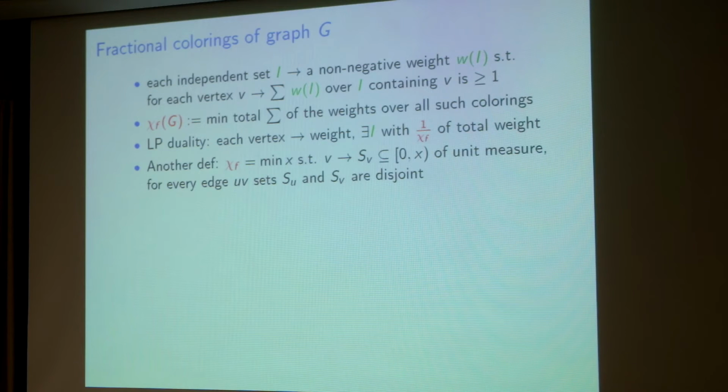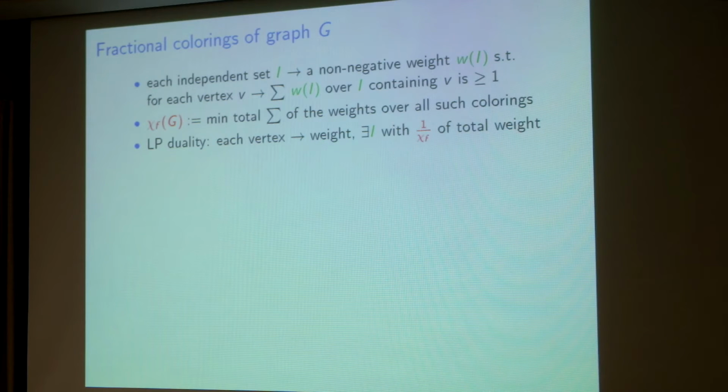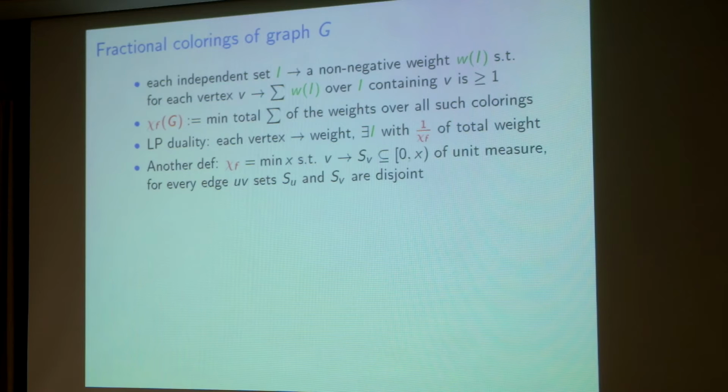And then let me state one more definition. This definition is the one that I was talking about on the first slide. And then yet another possible definition out of many possible definitions of the fractional chromatic number goes as follows.